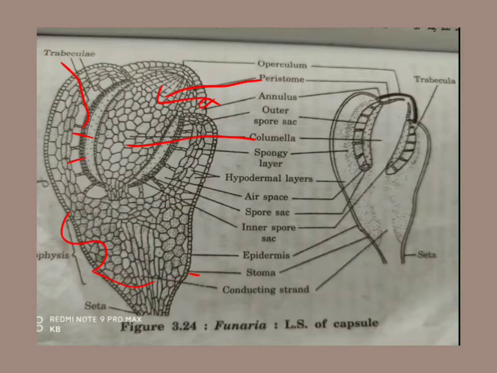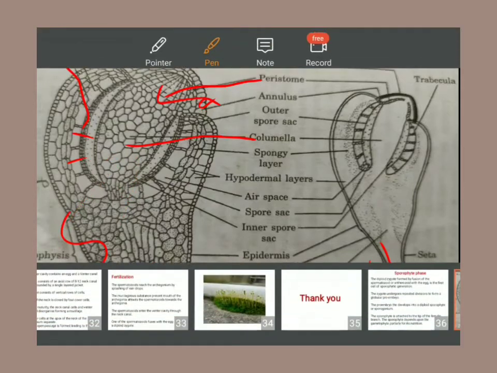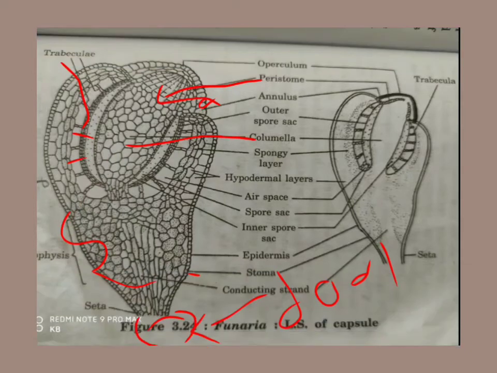The lower portion is the foot. In this figure the foot is not mentioned, but the lower portion is known as the foot, the middle portion is known as the seta, and the upper portion is known as the capsule. And the capsule develops the spores. Okay, this is the figure of the sporophytic phase of Funaria.